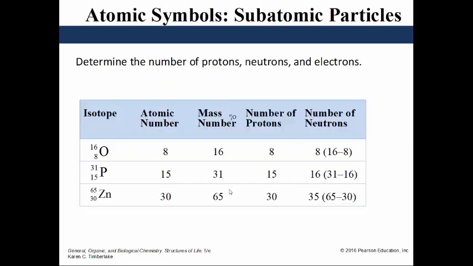The atomic symbol allows us to determine subatomic particles. We've already talked about how to find two of the three subatomic particles, the protons and electrons. That's given by the atomic number. To find the number of neutrons, what you do is you subtract the atomic number from the mass number. And here are some examples. Let's go down here to zinc. Chemical symbol is Zn, zinc. Mass 65, and the atomic number is 30. This number here, 30, represents protons and electrons. The mass is 65. So 65 minus 30 gives you 35 neutrons.